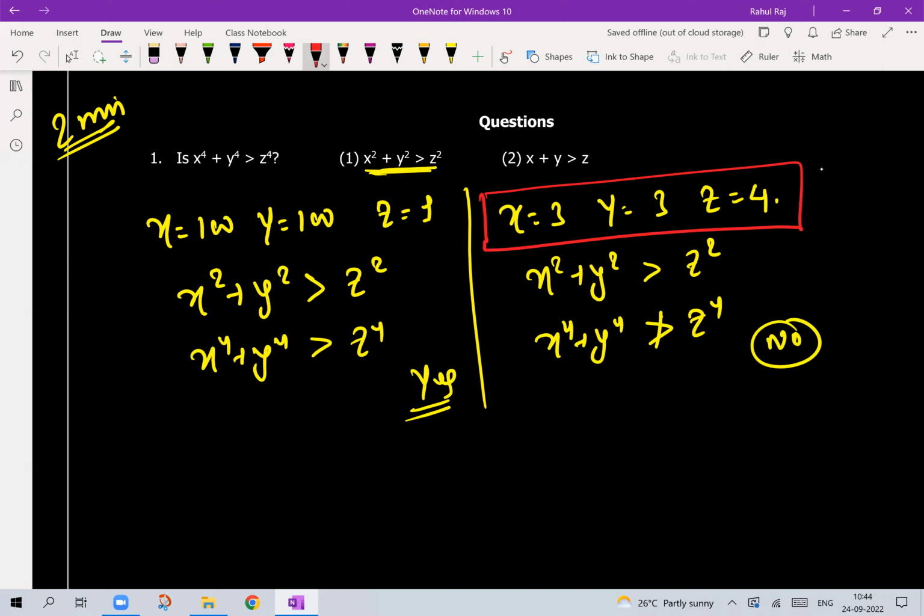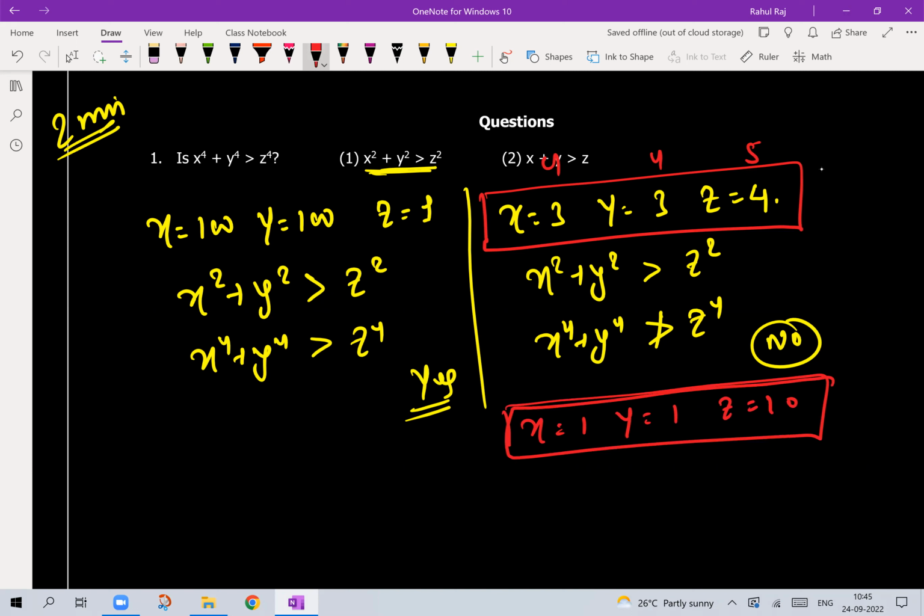Now, can you tell me if at all you people have taken some other number here for a no situation? Anyone has taken any other number? Rajesh, what are the numbers that you have taken for no situation? I've taken 4, 4, and 5, Rahul. Absolutely, 4, 4, 5 is 100% fine. A lot of people take x is equal to 1, y is equal to 1, and z is equal to 10. Can anybody tell me, is this a correct number or not? If at all, why can you take this or why you can't take this?